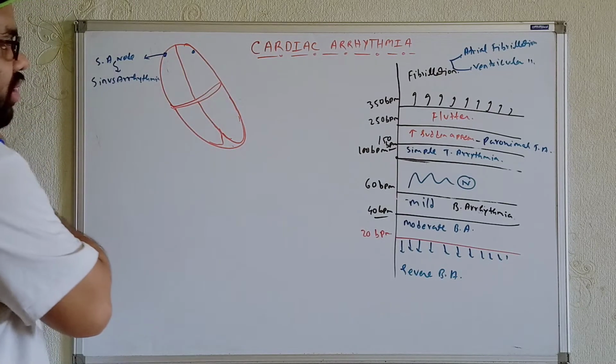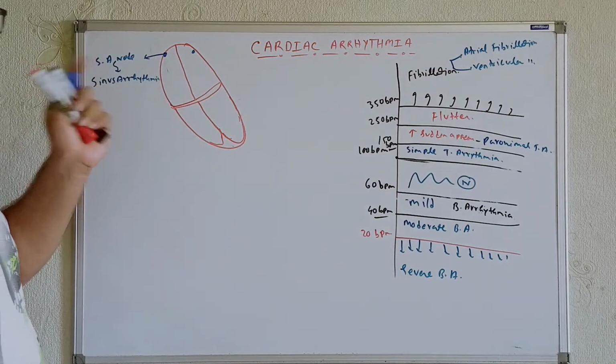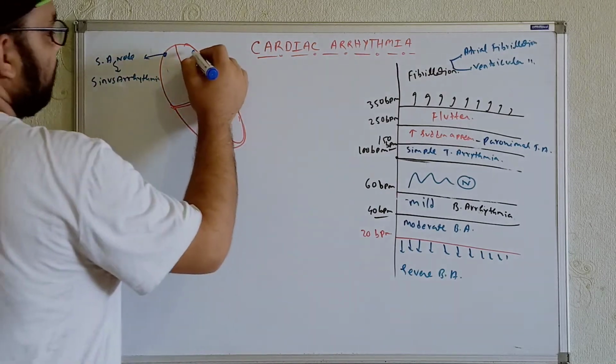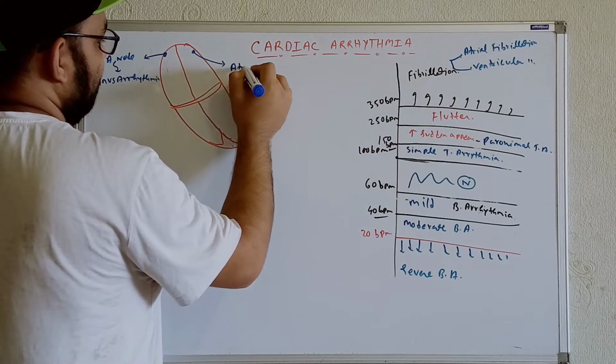if we get any kind of problem in the atrium for which we are getting the development of the arrhythmia, this thing will be known as what? This thing will be known as atrial arrhythmia.